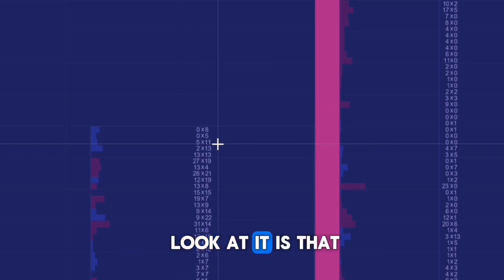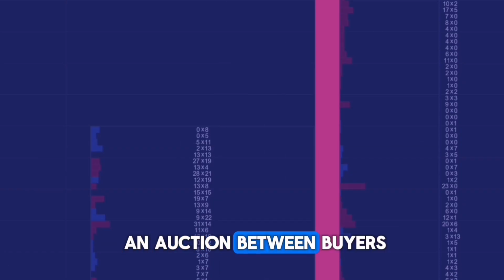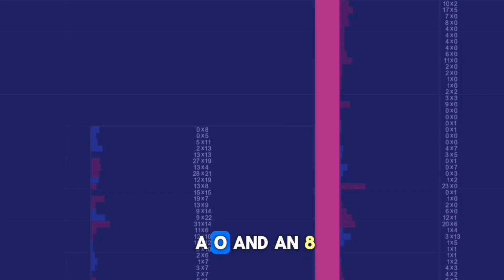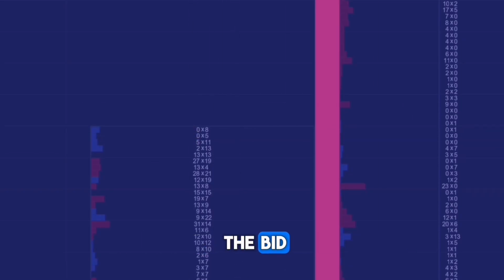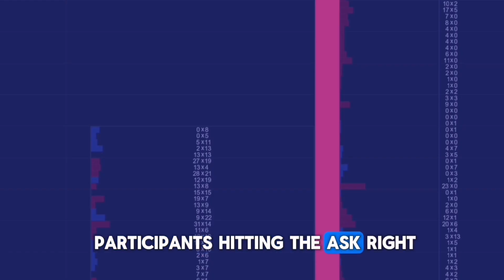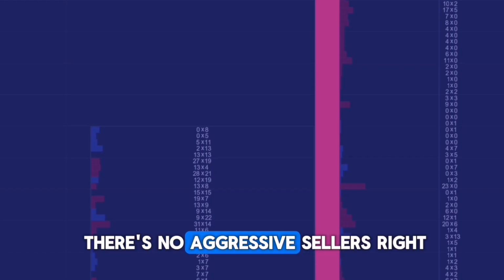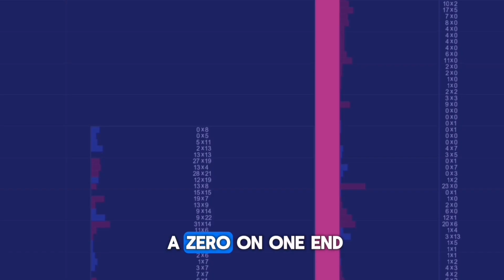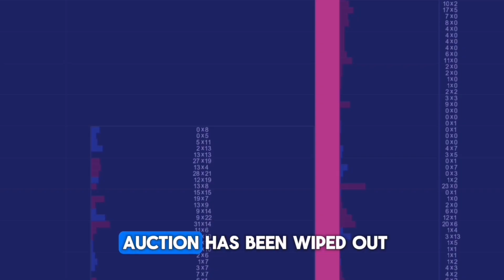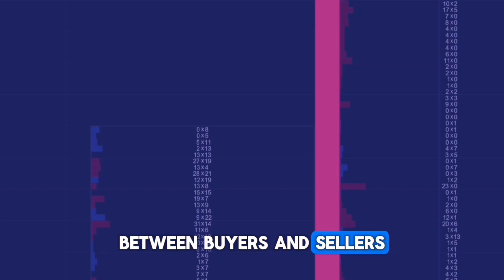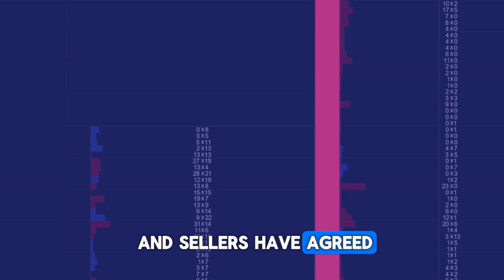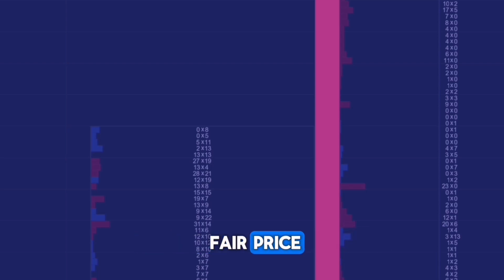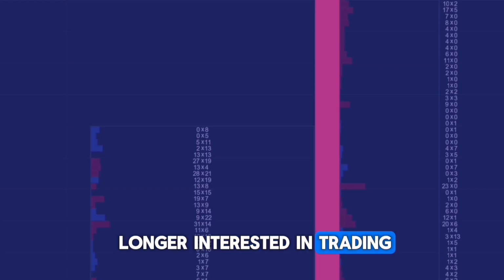The first way to look at it is that it's an auction that's been wiped out, because markets are basically an auction between buyers and sellers. So when you see a 0 and an 8, for example, that means there are 0 market participants hitting the bid, and 8 hitting the ask. That means there are no aggressive sellers. So when you see a 0 on one end, the auction has been wiped out between buyers and sellers. The way you want to imagine it is that buyers and sellers have agreed that this is a fair price. It means they're no longer interested in trading at that price.